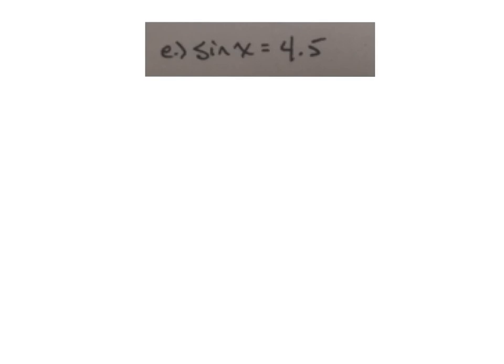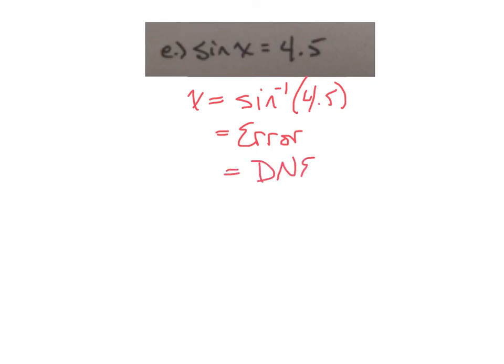One last time. We've got sine of x is equal to 4.5. When we try to do this and get x is equal to the inverse sine of 4.5, we type that into our calculator, and what we get is an error. The reason for that, going back to the original equation, is that I'm trying to find an angle measure that will give us a sine of 4.5. Well, sine is never going to be bigger than 1. So we should have known right away that this answer does not exist.